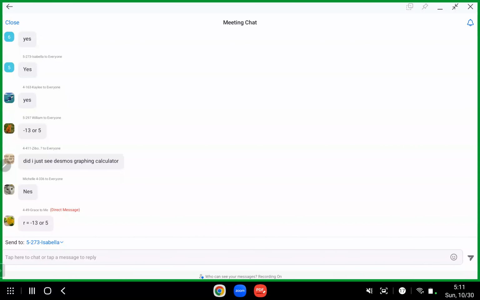Let's see here. We have -13 and 5. Very good. And yes, I have pulled up the Desmos graphing calculator because we'll be using that later in the class to show the function transformations. Okay, so let's go over this problem real quick.